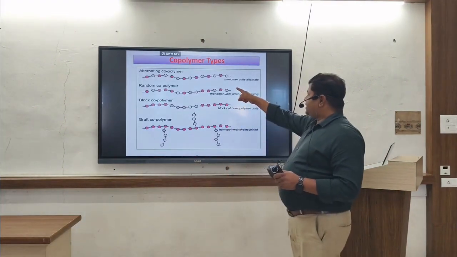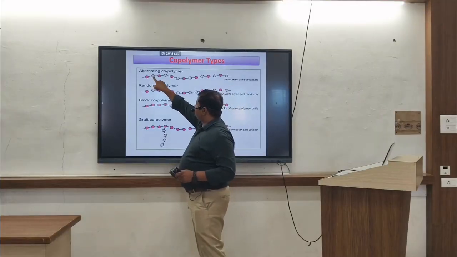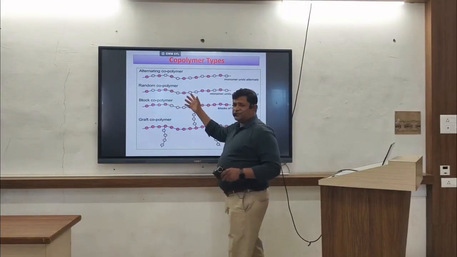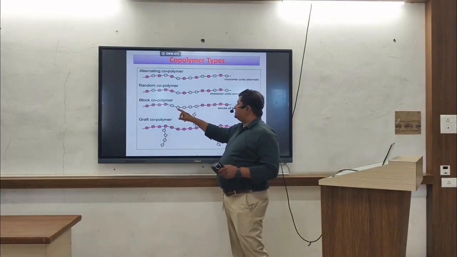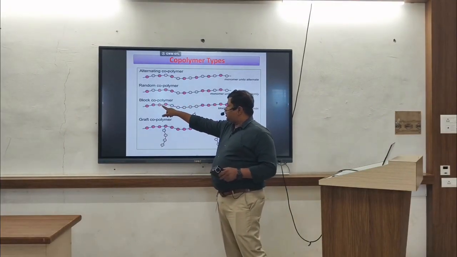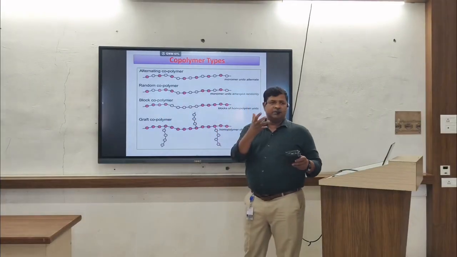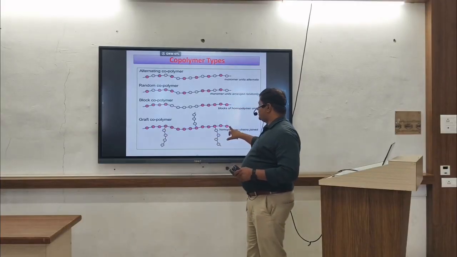Here you can see the alternating copolymer. If two monomer units are there, one is this, one is this, so they are connected alternately. Randomly, there is no sequence of connection. Randomly oriented or randomly attached with the other monomers. Then block, the same monomers in combination, like in bunches together. And the grafting. This is one type of homopolymer.